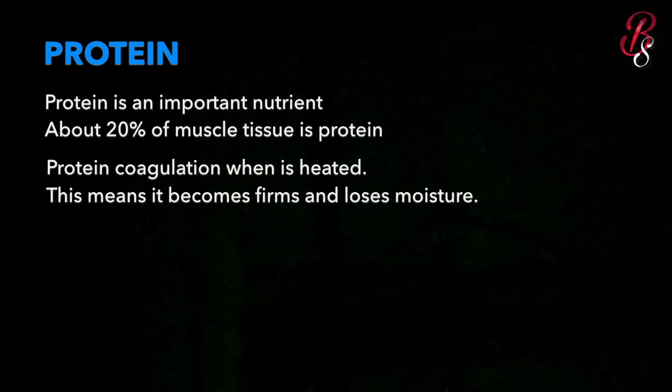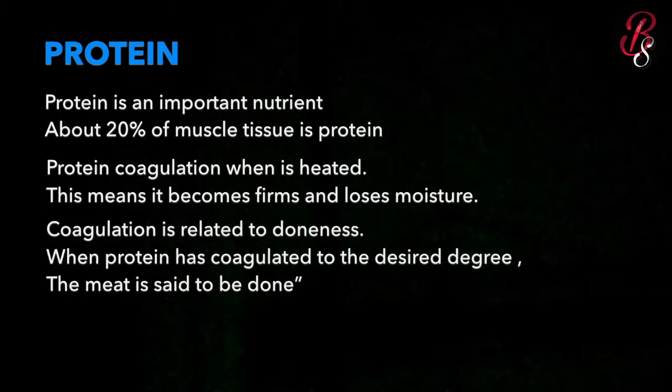This means it becomes firm and loses moisture. Coagulation is related to doneness. This is what it is all about. Coagulation is related to doneness: when protein has coagulated to the desired degree, the meat is said to be done.